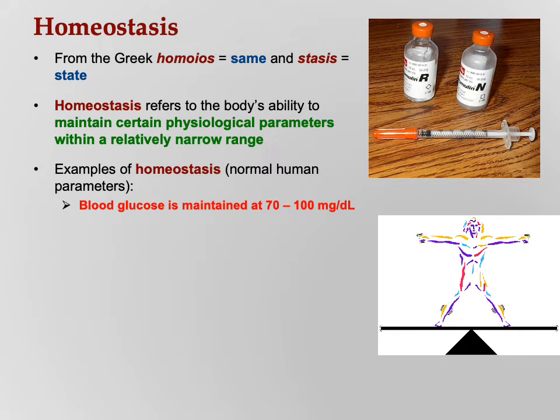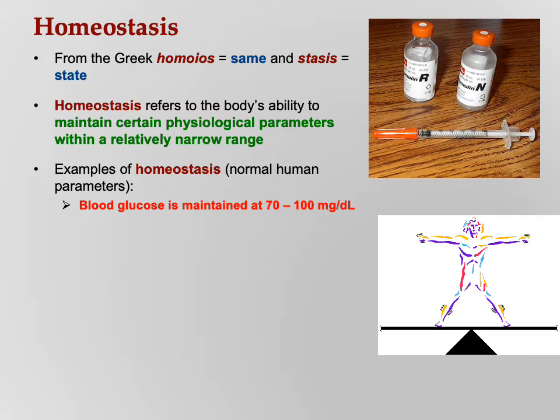What are some examples? Blood glucose should be between 70 and 100 milligrams per deciliter. Throughout the semester, I'll always try to let you know when numbers are important, and you do have to know them, and when they're not important and you don't have to know them. These numbers are important. You must know them every day for the rest of your life, starting right now. Your blood sugar should be between 70 and 100.